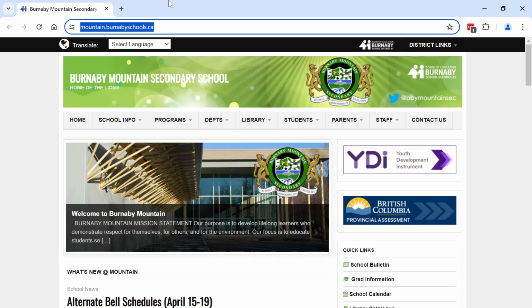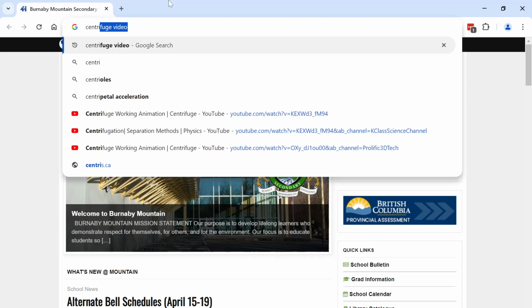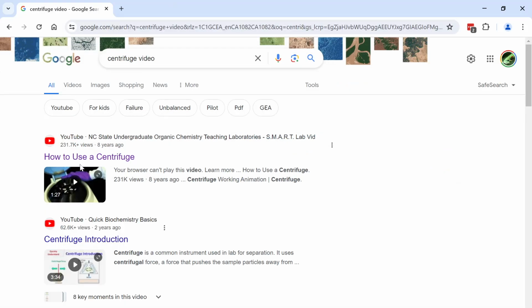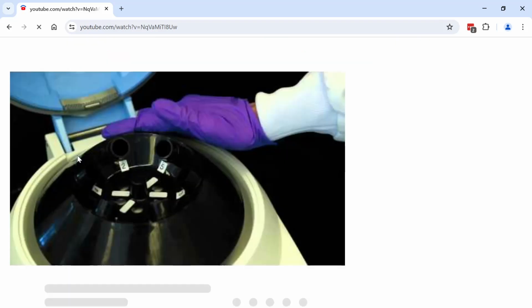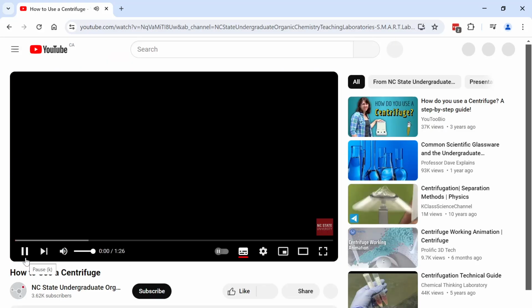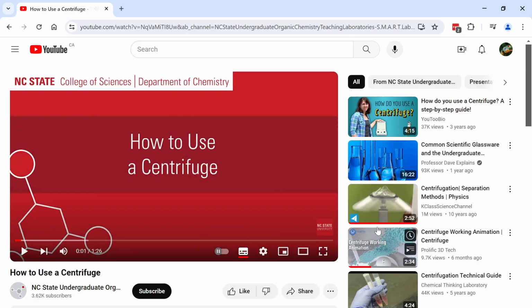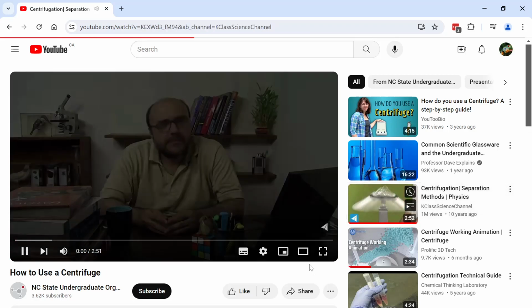Keyboard. There we are. Centrifuge video. Okay, we're going to go to this one because it just shows you how to use a centrifuge. Actually, do I even want to do that? But it linked me to the other one. Okay, we don't want that one. We want this one. I have ad block.